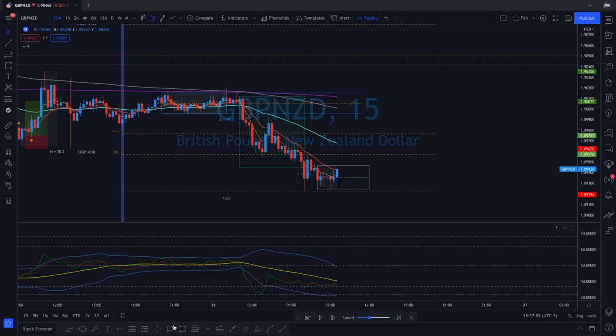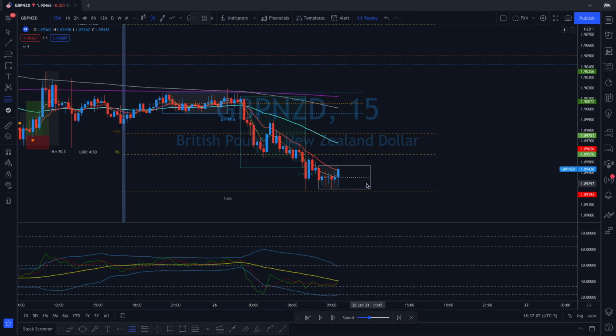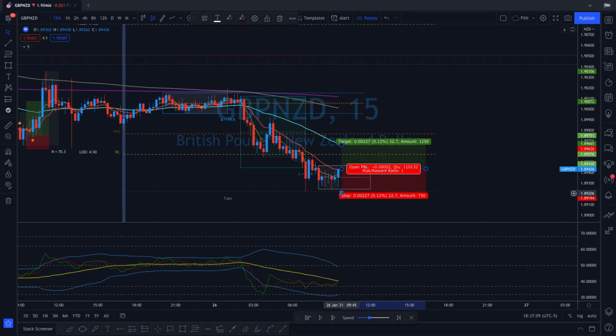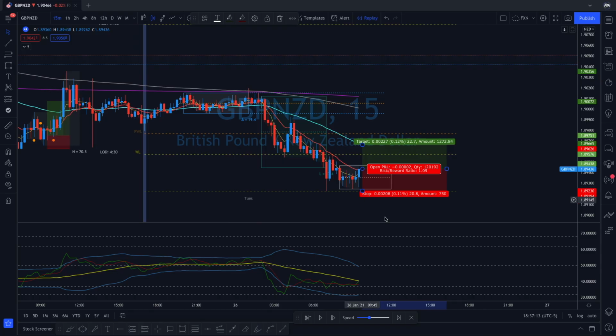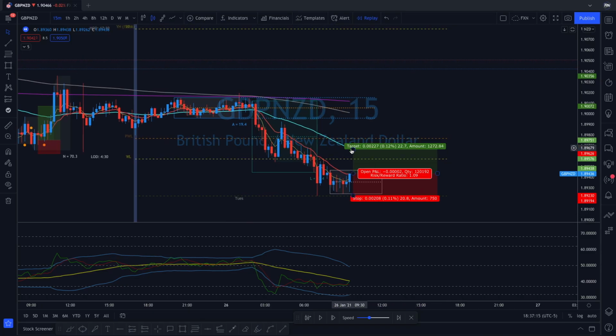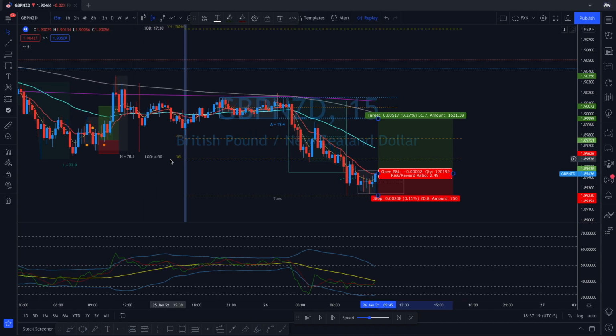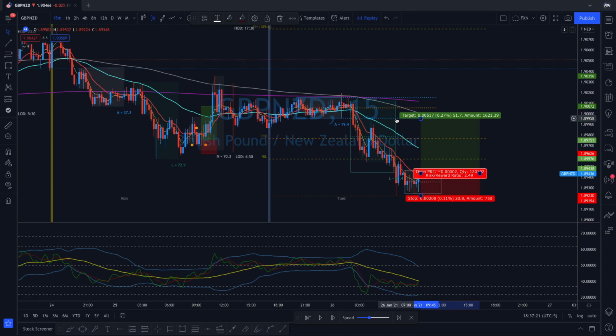Well, if we put this out right here, it's about 20 pips. Okay, so to get a 2-to-1 risk reward ratio, we really have to go again almost to the same thing as before here, to the bottom of the Asian range. Okay.